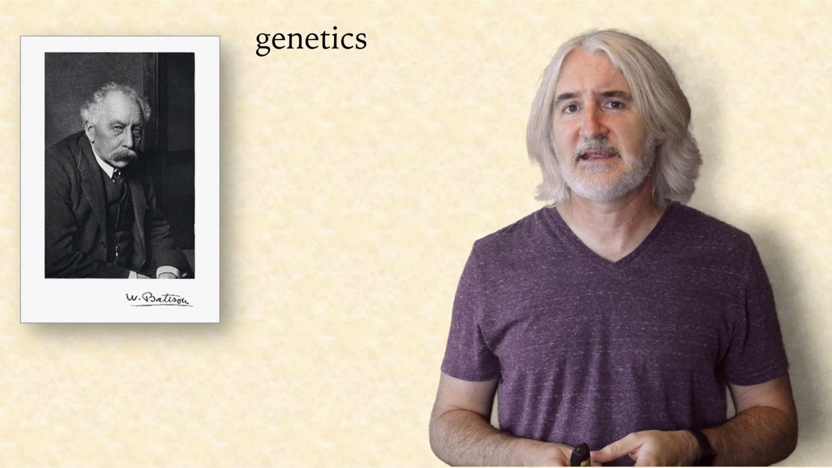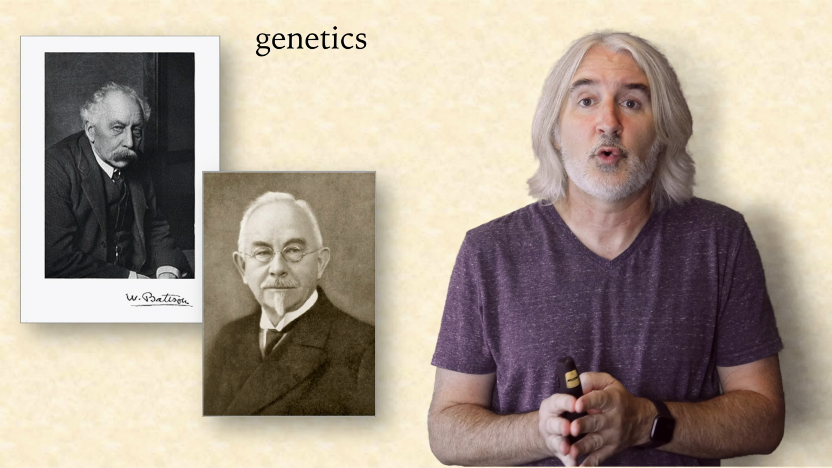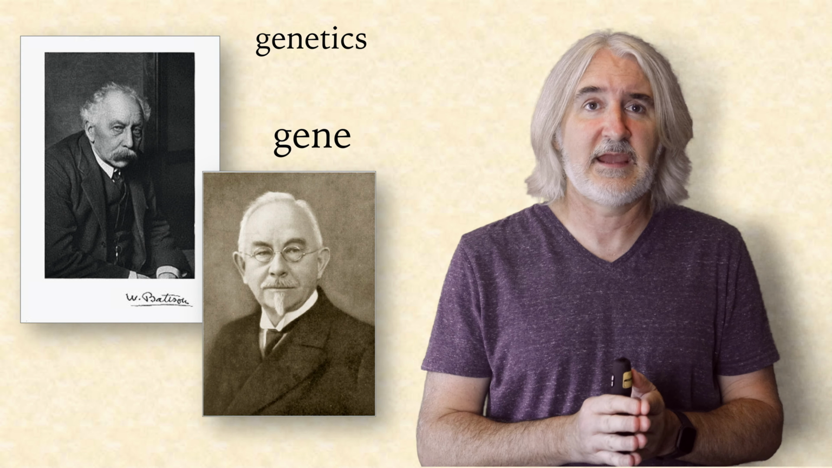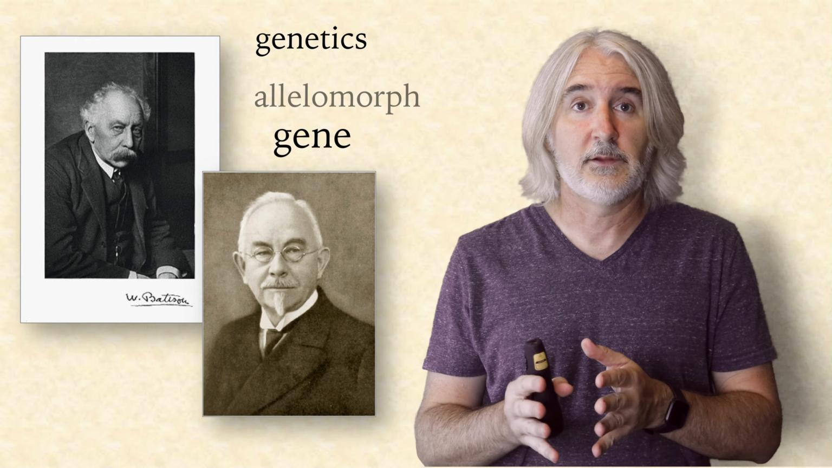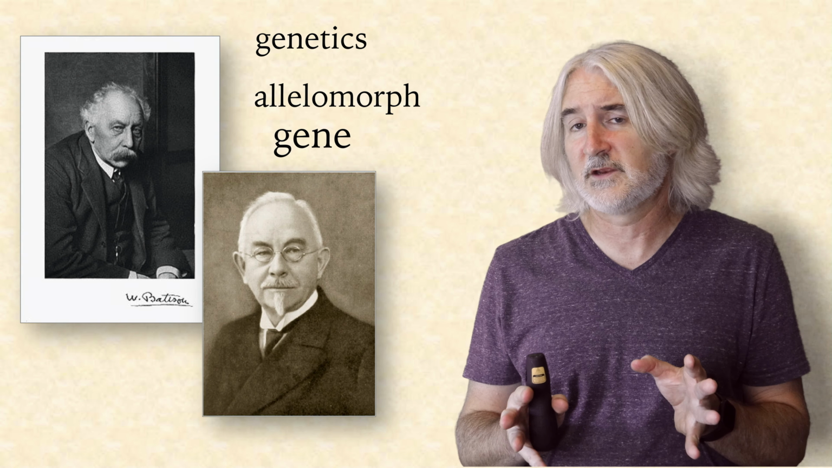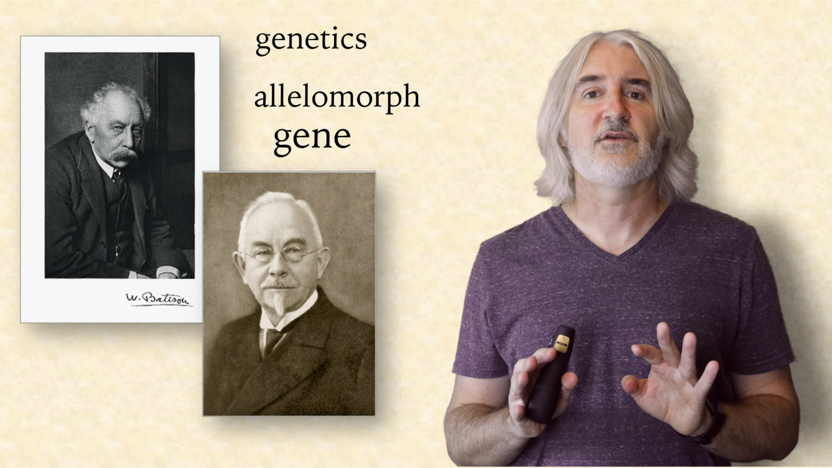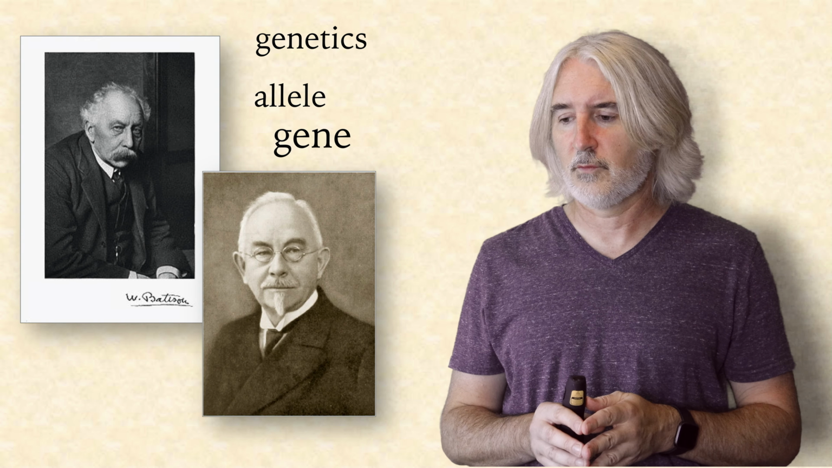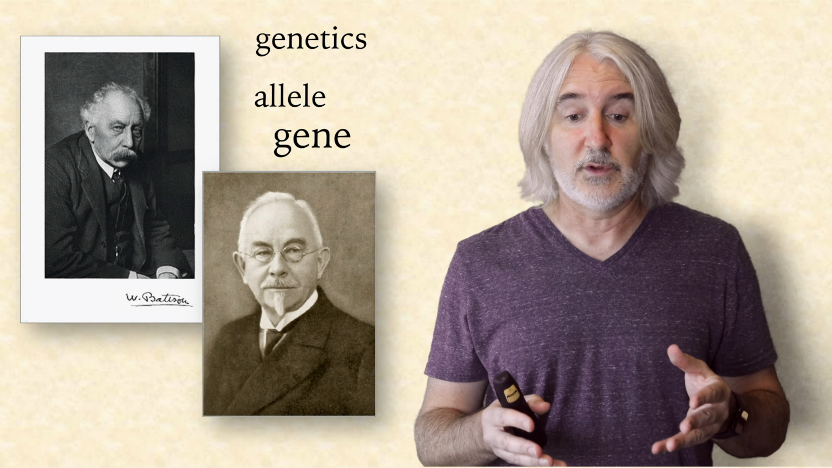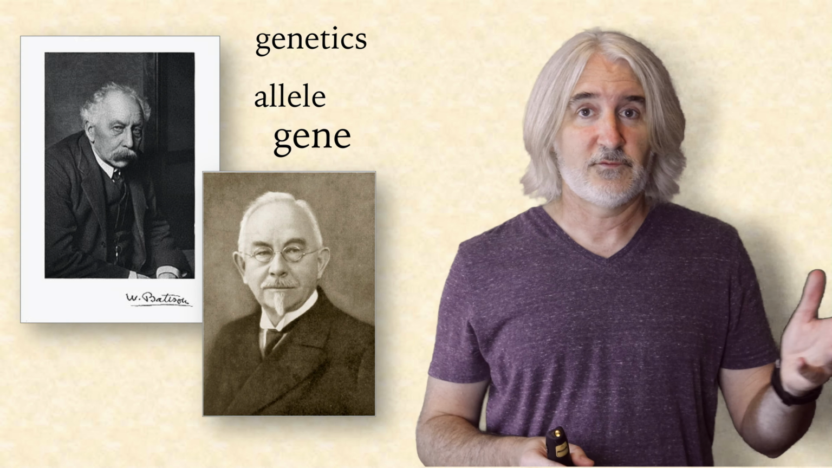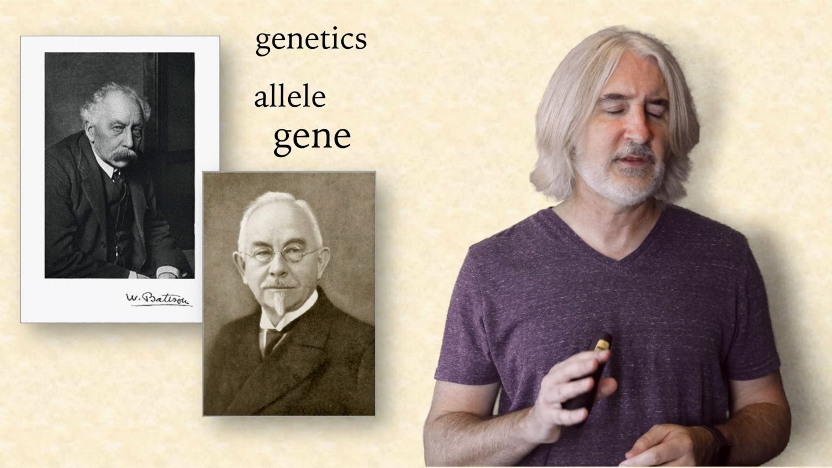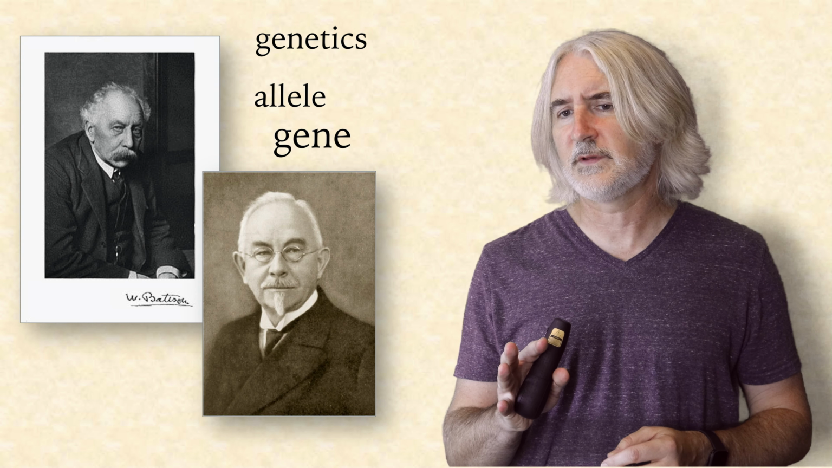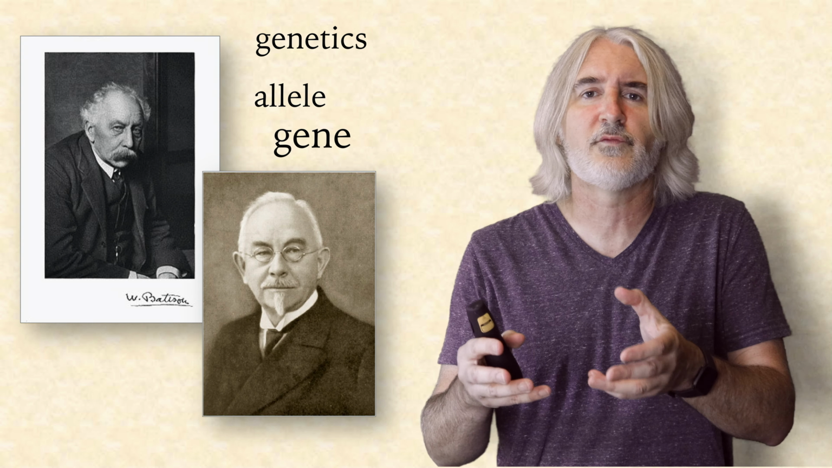William Bateson named this new scientific field genetics, and then in 1905, Wilhelm Johannsen coined the term gene to indicate these units of heredity. Bateson also created the term allelomorphs to designate the different forms of a gene controlling the same trait. This was eventually shortened to alleles. So Mendel's pea plants carry two alleles for height, either two tall alleles, two short alleles, or one allele of each type.